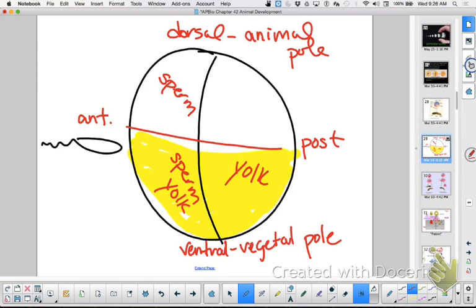Another picture. And then cleavage, cytokinesis, will separate the ooplasmic proteins, the maternal determinants, which will activate different genes, which will result in differentiation.